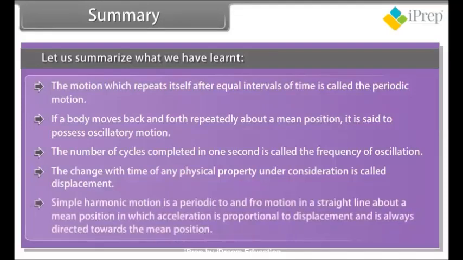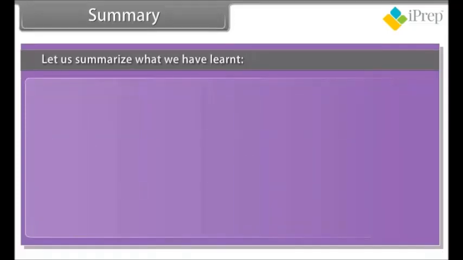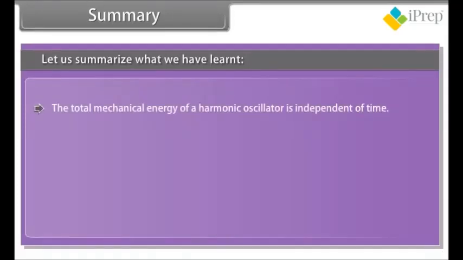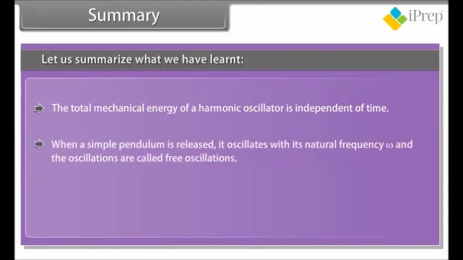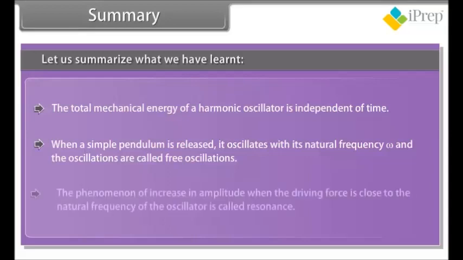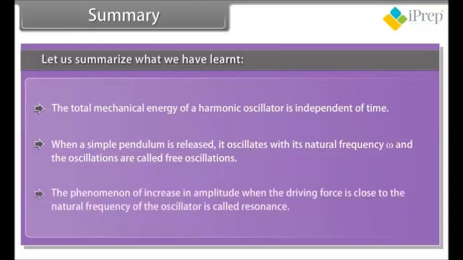Simple harmonic motion is a periodic to and fro motion in a straight line about a mean position in which acceleration is proportional to displacement and is always directed towards the mean position. The total mechanical energy of a harmonic oscillator is independent of time. When a simple pendulum is released, it oscillates with its natural frequency omega, and the oscillations are called free oscillations. The phenomenon of increase in amplitude when the driving force is close to the natural frequency of the oscillator is called resonance.